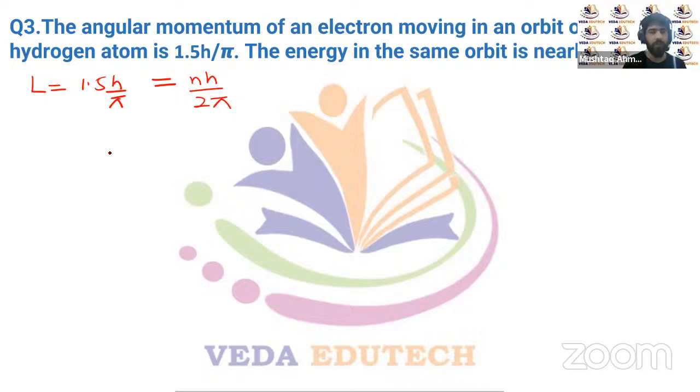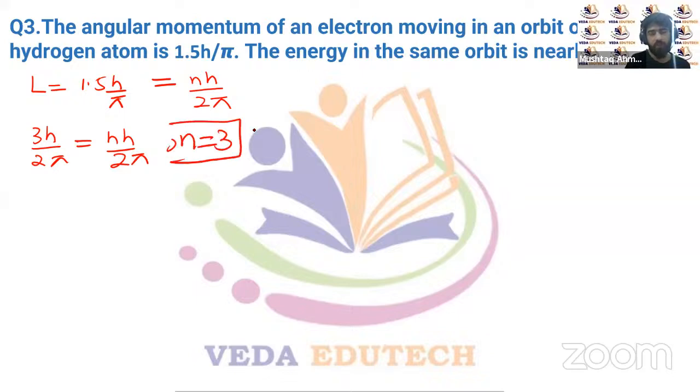Now let's compare the two equations. We can write 3h upon 2 pi equal to nh upon 2 pi. So from here we can see clearly that n comes out to be equal to 3. It means that this much angular momentum, 1.5 h upon pi, will be present for the electron in n equal to 3.